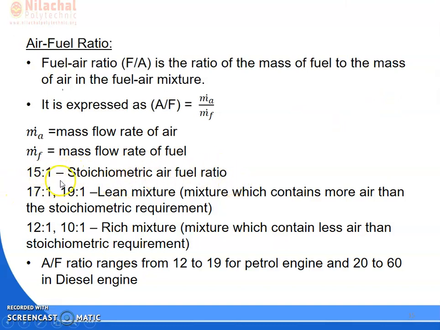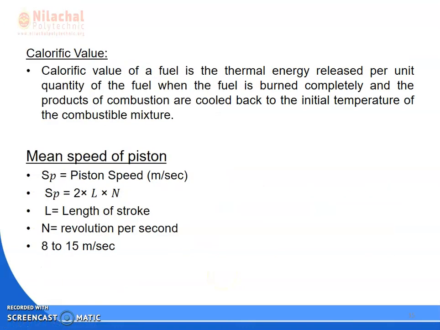That is 15:1. So 15 parts of air and 1 part of fuel. If the air proportion increases to 17:1 to 19:1, that mixture is known as a lean mixture. And if the air proportion decreases to 12:1 to 10:1, that is known as a rich mixture. That means in this mixture the air is less than that of stoichiometric, and here the air is more. So basically the air fuel ratio ranges from 12 to 19 for a petrol engine and 20 to 60 for a diesel engine.